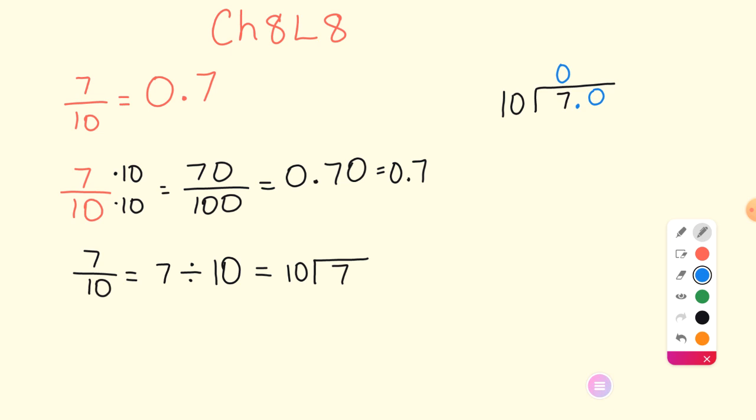Lainey, if I add a decimal point in the problem, where else do I need a decimal point? Yep, up at the top. And then how many times does 10 go into 70? 7 times. 10 times 7 is 70. And I am done. Did I still get the same answer? Yeah. So I'm just showing you it doesn't matter which method you choose.